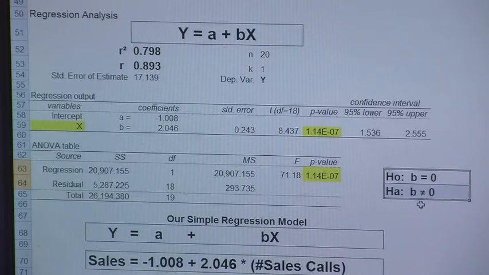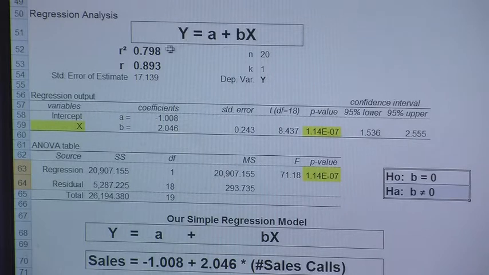So when you look at our null and alternative hypotheses, we're basically testing the null hypothesis: is b equal to 0? It may not be obvious to you right now, but if b is equal to 0, then our independent variable x does not help us predict our dependent variable y. And that gets at the very heart of simple regression. Does our independent variable x help us predict our dependent variable y?